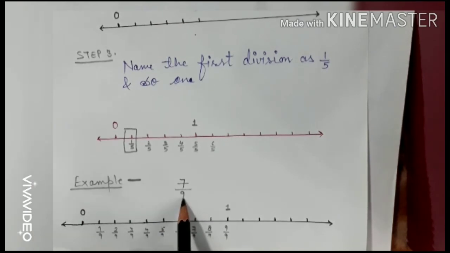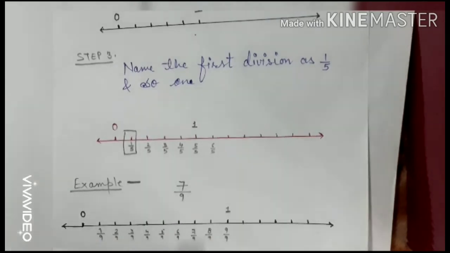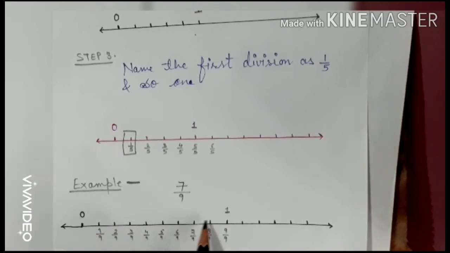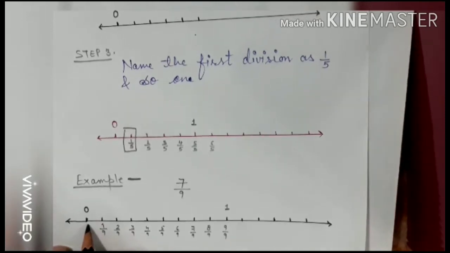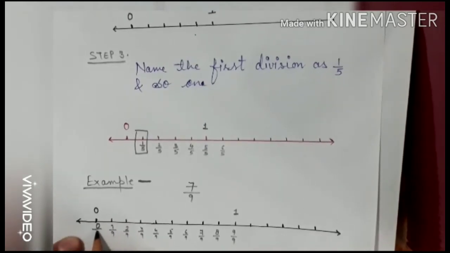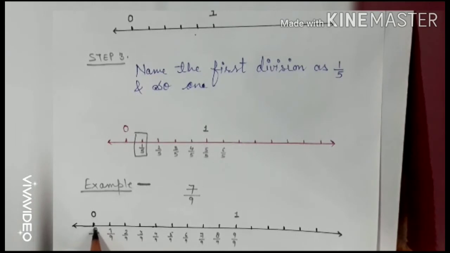So how many parts will we make? 9 equal parts. So we have drawn a number line. We have divided it into 9 parts, just like 1, 2, 3, 4, 5, 6, 7, 8 and 9. We have drawn it so, but we need only this one. On the first one, you can also write 0 upon 9. So the first division is 0 upon 9.